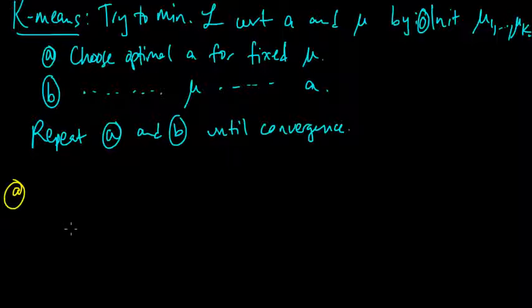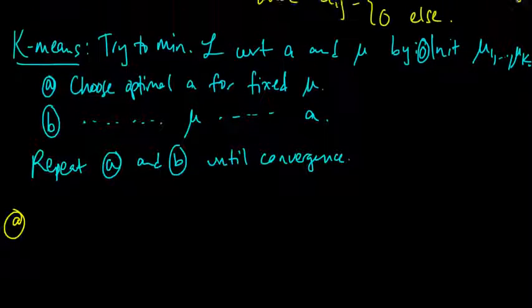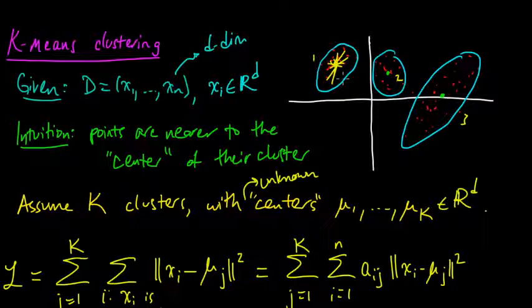So A, the optimal choice of assignments. Well, let's think about the picture here. If we fix these centers, then we want to assign each point to the nearest center. That's pretty clear. If the optimal assignment did not assign a given point to the nearest center, like maybe this one here was assigned to 3, and that was not nearest, then you could always reduce this L function by assigning it to the nearest one, which is 2.